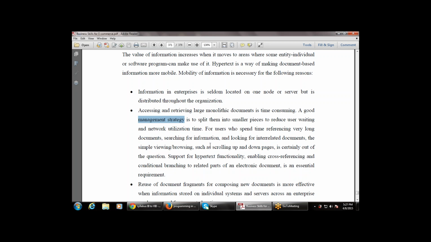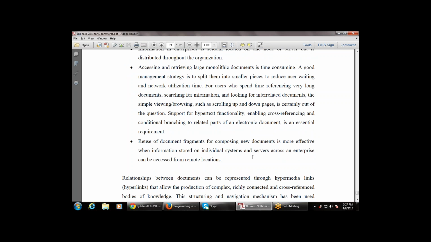So hypertext or hyperlinking is used because every user wants to move from one location to another, from one page to another page. Reuse of document fragments for composing new documents is more effective when the information stored on individual servers and systems across an enterprise can be accessed from remote locations. That is, the information stored on individual systems or servers distributed across the network can be accessed from remote locations.